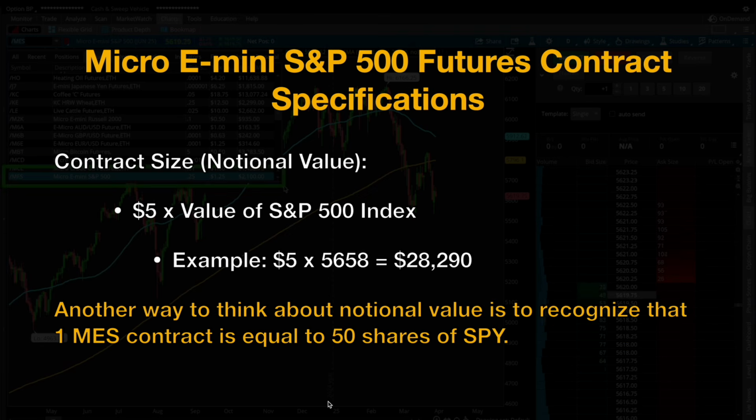So now that we know that a 1 point move is equal to $5, we can calculate contract size or notional value. To understand what this means in practical terms, let's look at an example. The current value of the index is roughly 5658. So we take $5 times 5658, and that gives us a contract size or notional value of $28,290. Another helpful way to think about this is that one MES futures contract is equivalent to holding 50 shares of SPY, which is the popular S&P 500 ETF. This comparison often helps stock traders conceptualize the size of this futures contract.